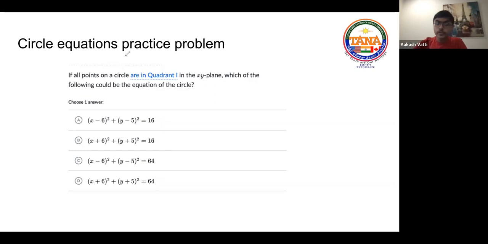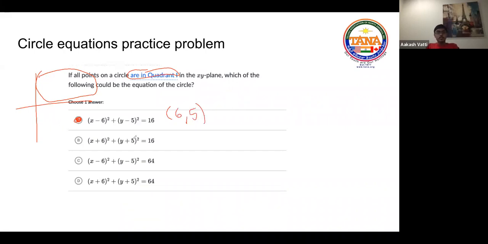So the way you do this problem is, first, the circle has to be entirely in quadrant 1. So quadrant 1 is this quadrant in a graph. And the answer to this one is A, because the equation represents a circle with the center point at 6, 5. Because remember, you have to take the opposite of whatever this value is, which means it's somewhere over here.